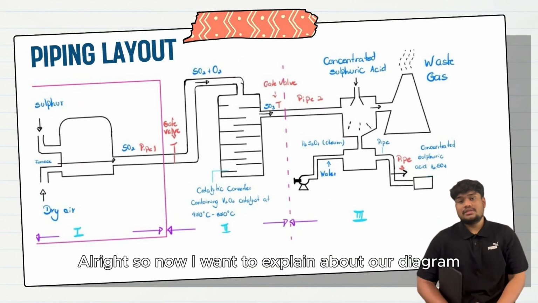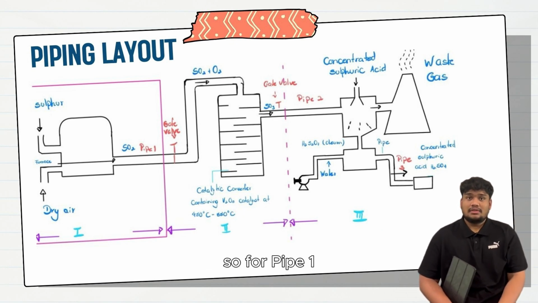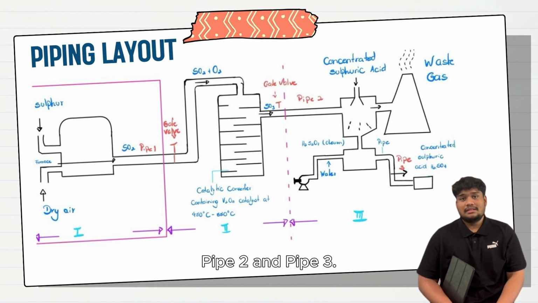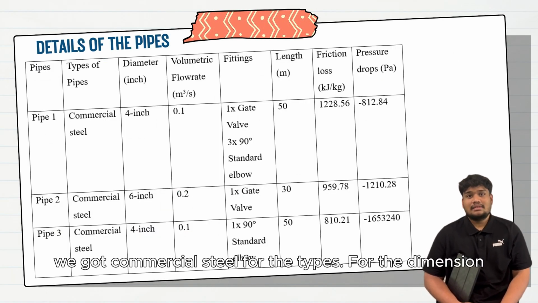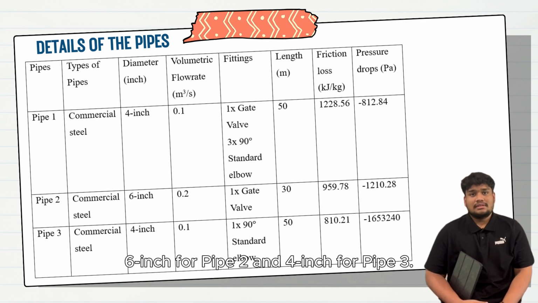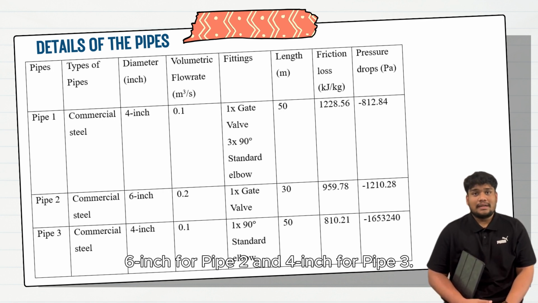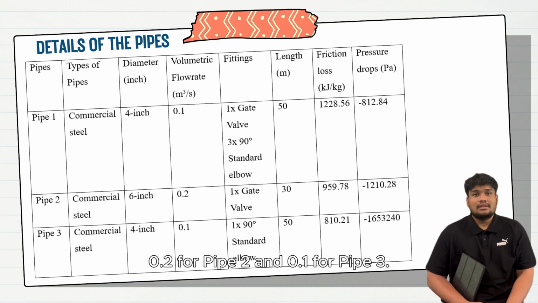Alright, so now I want to explain our diagram. This is a specific one, for part 1, part 2 and part 3. For part 1, part 2 and part 3, we got commercial steel for the types. For the diameter, we got 4 inch for part 1, 6 inch for part 2 and 4 inch for part 3. Next, for the volumetric flow rate, 0.1 for part 1, 0.2 for part 2 and 0.1 for part 3.